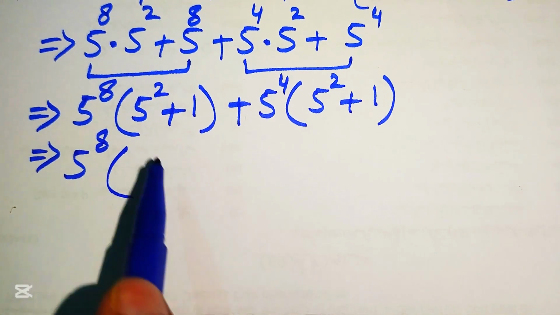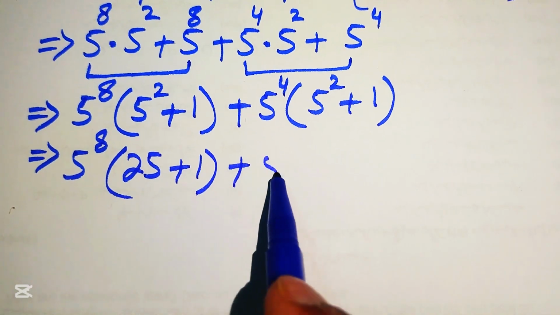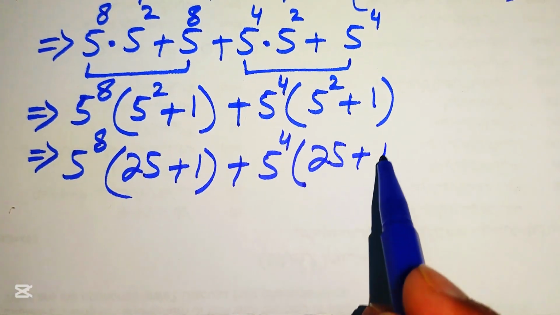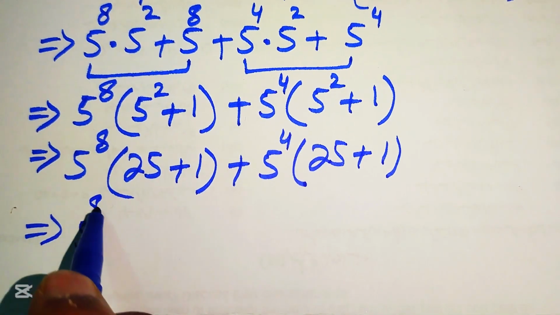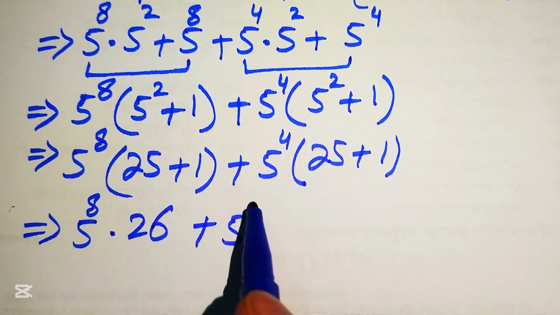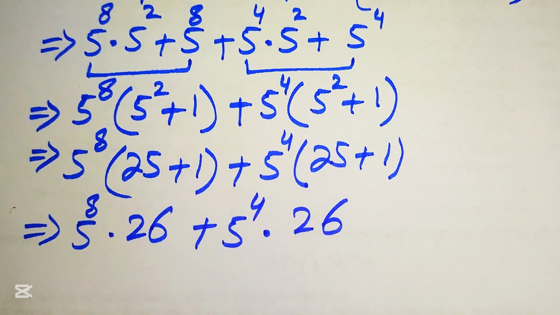And now in the next step, we need to simplify the terms. We have 5 to the power of 8 times (5 square equals 25, plus 1), and plus 5 to the power of 4 times (5 square is also equal to 25, plus 1). So we have 5 to the power of 8 into 25 plus 1 becomes 26, and 5 to the power of 4 into 26 as well.